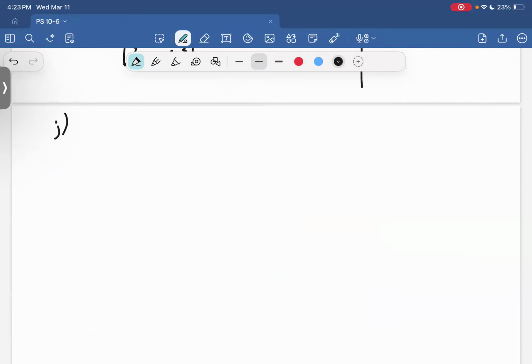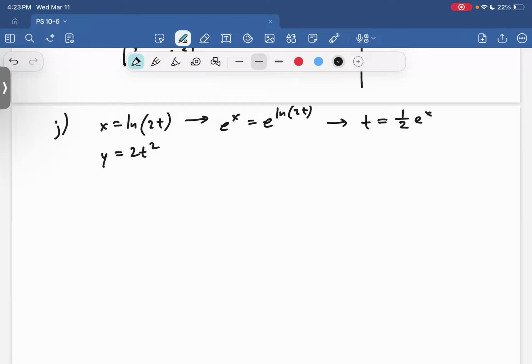Okay, next, J. Here we have x equals ln 2t and y equals 2t squared. So we can exponentiate both sides here. So we would have e to the x equals e to the ln 2t, which tells us that t equals 1/2 e to the x. You can just cancel out those there. And then you plug that in here. So y equals 2 times 1/2 e to the x squared. And then you would have 1/2 e to the 2x as your simplified answer from that.